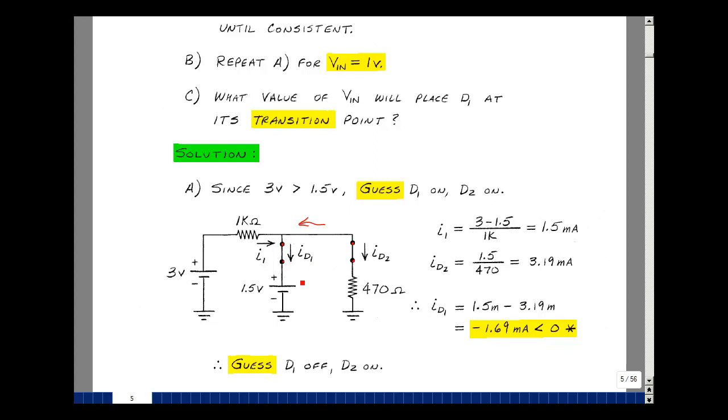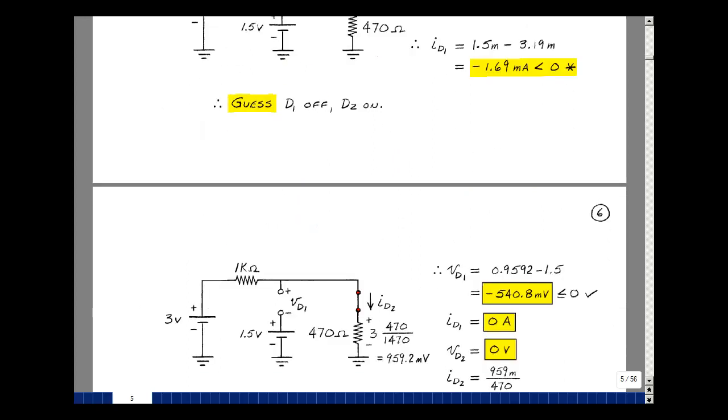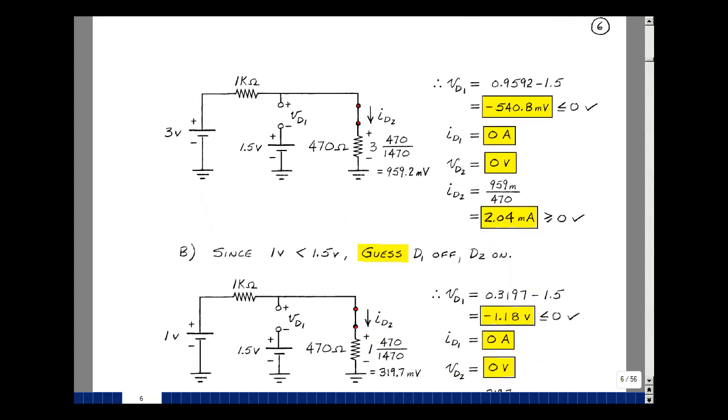Since this one was contradicted, let's guess maybe this is an open circuit, and this is still a short circuit. Putting those guesses in, I'm going to guess that this is an open circuit. I'll have to find the voltage across it, and this is still going to be a short circuit and find the current through it. Label this as VD1 from anode to cathode, and current from anode to cathode for ID2. Find the voltage across this resistor, but now with just a voltage divider. I've got 470 ohms over 470 plus 1K times the 3 volts, and that's 959.2 millivolts.